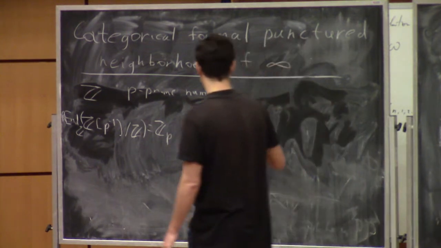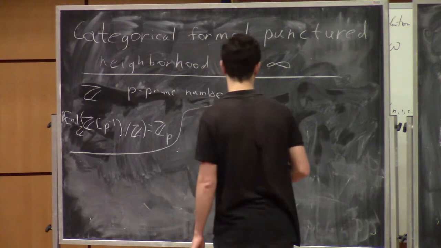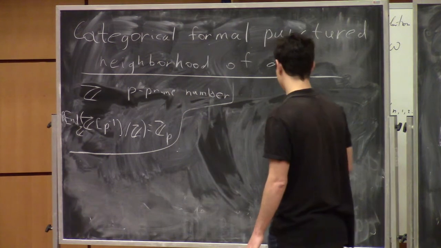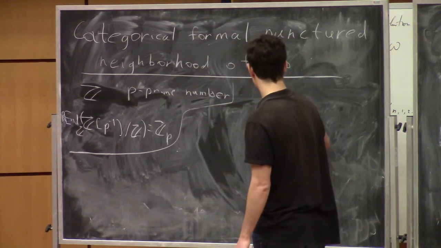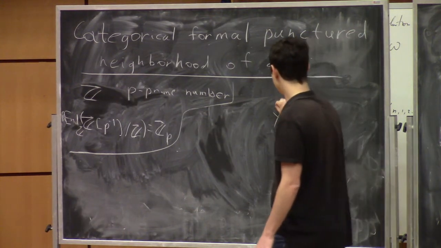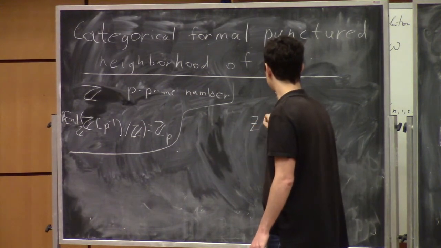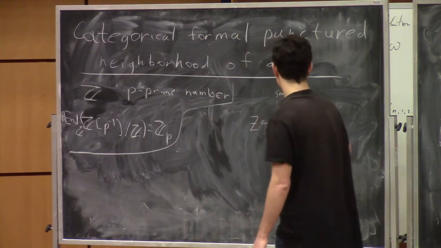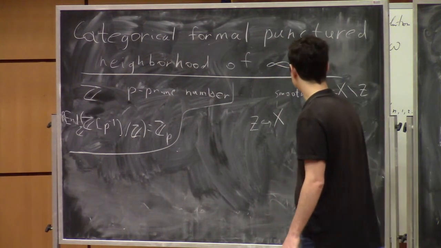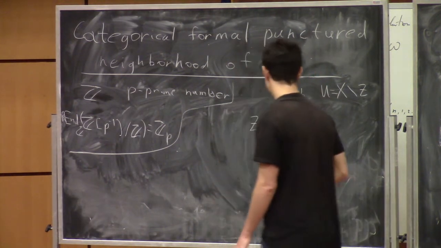How does this example generalize? It can be generalized in the following way. Let's take some X, let's say just some smooth scheme. So X will be smooth, and we have some closed subset Z, and U is the complement of Z. We have this open embedding, and let's denote it by g.